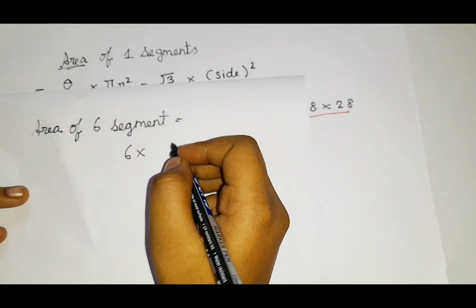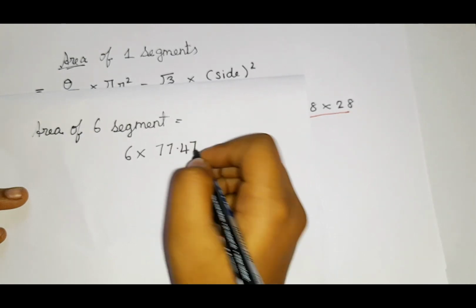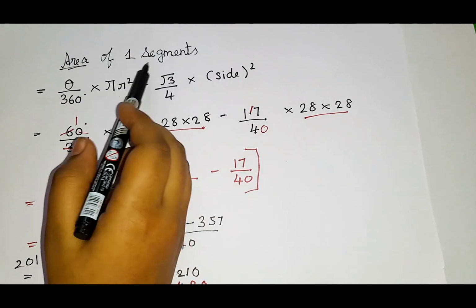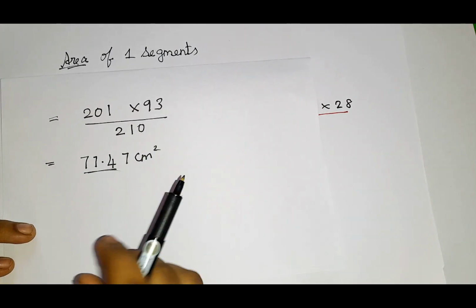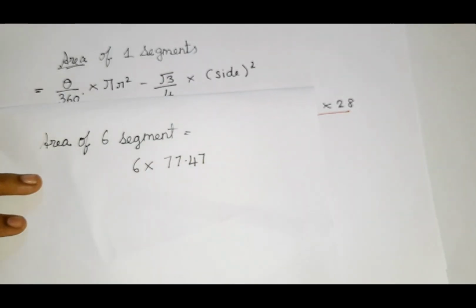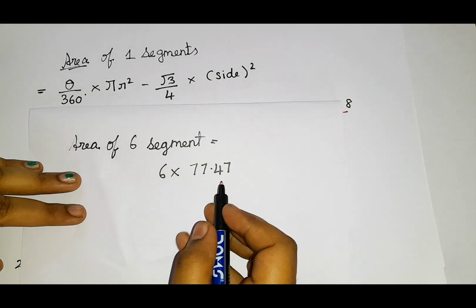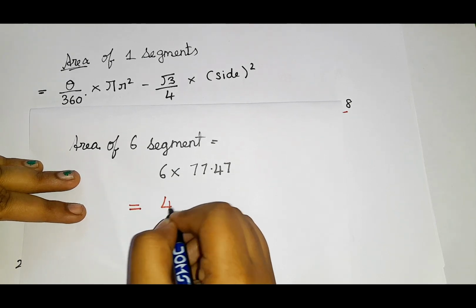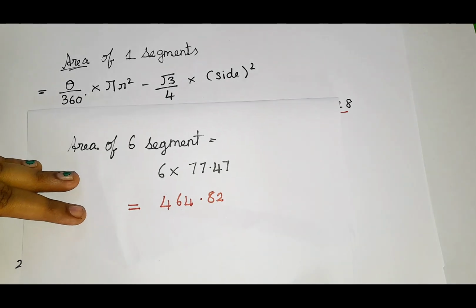So let us multiply 6 into 77.47. Why am I multiplying it with this one? Because we found the area of one segment, that was 77.47. If you want the area for 6 segments, we are supposed to multiply them. So when we multiply 6 into 77.47, we get 464.82.